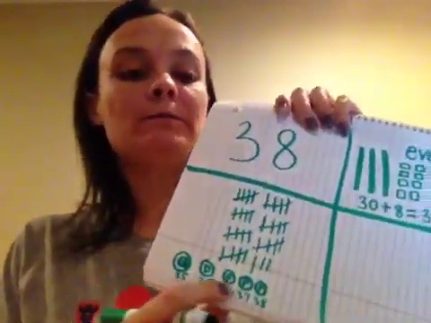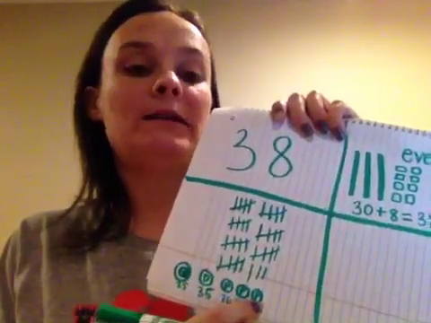Then I can just add pennies to get to 38. 1 penny would be 36, 37, 38. So I added 3 pennies. So I had 1 quarter, 1 dime, and 3 pennies.